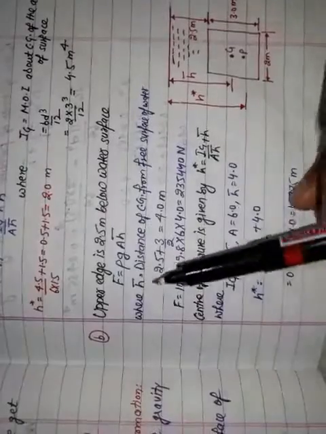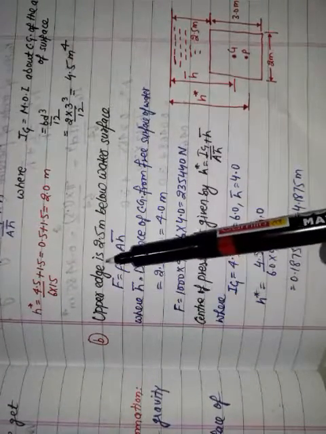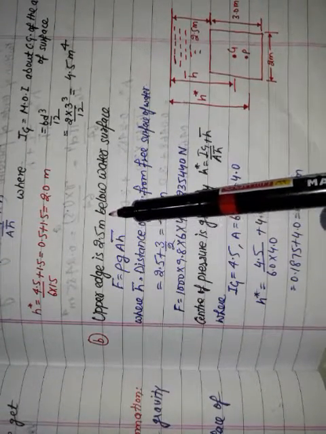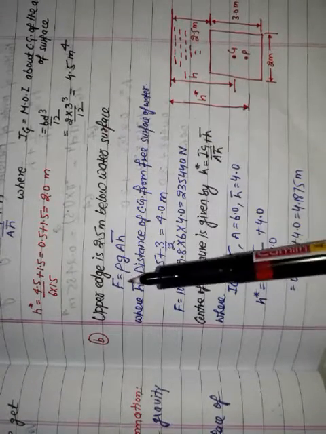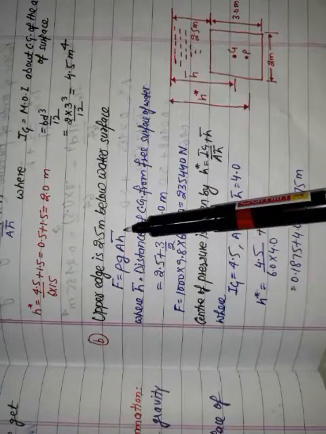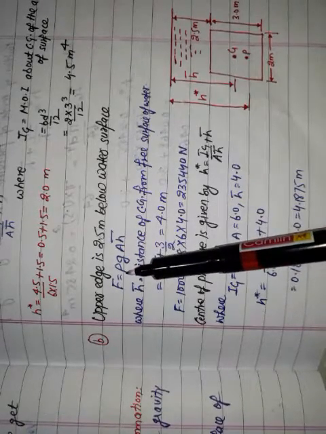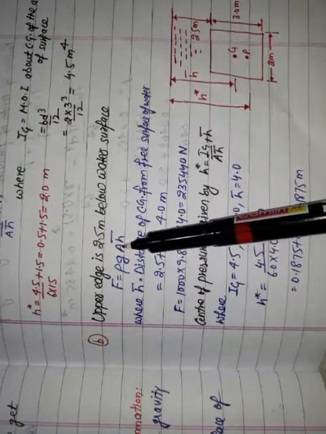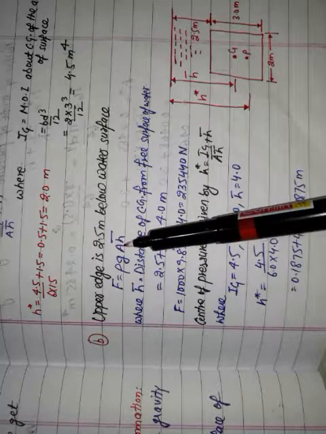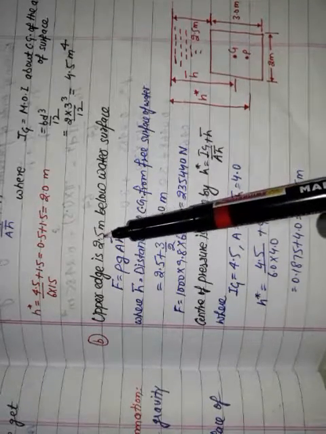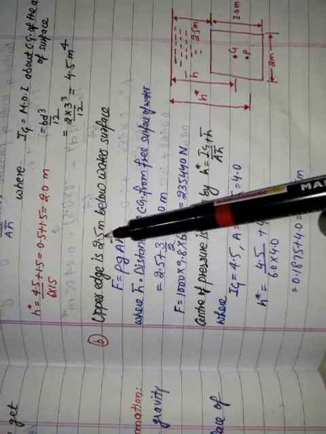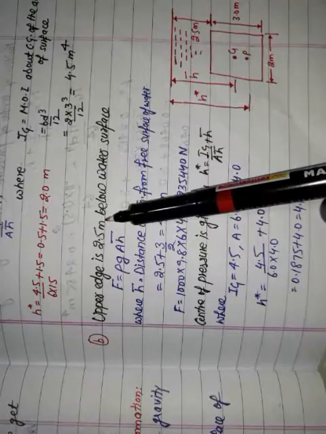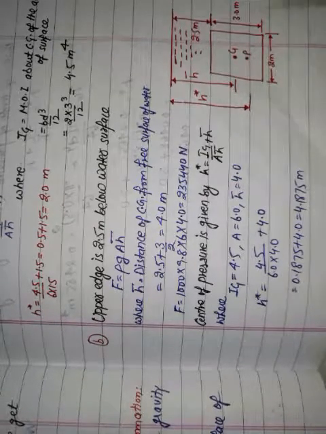Now we consider the case number 2. So in case 2, upper edge is 2.5 meter below water surface. So here F equal to rho g A h bar. So here rho 1000, g 9.81, A, that is the area, 6 meter square. So the difference is here h bar, because now the horizontal surface is at a distance of 2.5 meter below from the water surface, as we can see in the diagram.